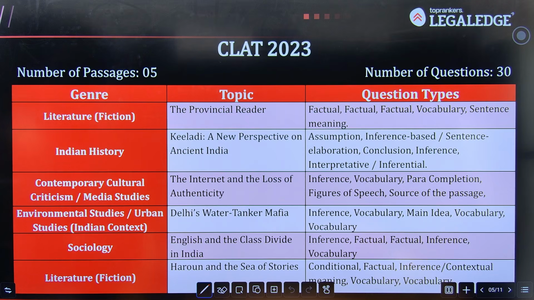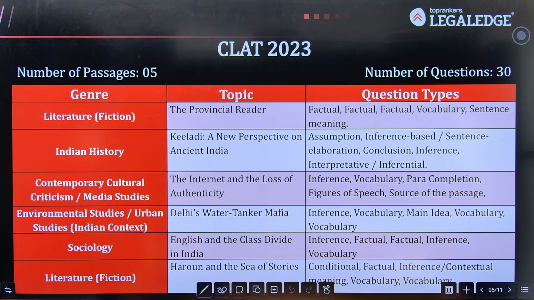There were 3 fact-based questions, 1 vocabulary-based question, and 1 sentence meaning. Second was around Indian history. So Kiladi was the topic, which was around the Indus Valley civilization, A New Perspective on Ancient India. There was 1 question around assumption.